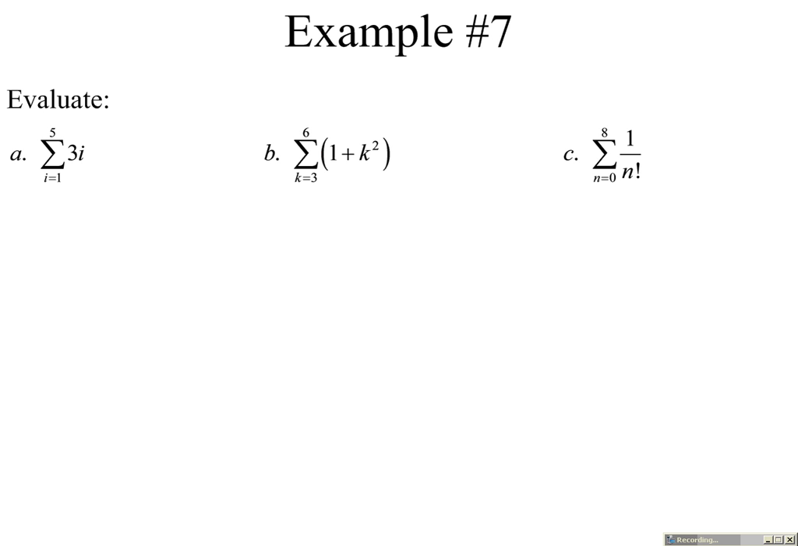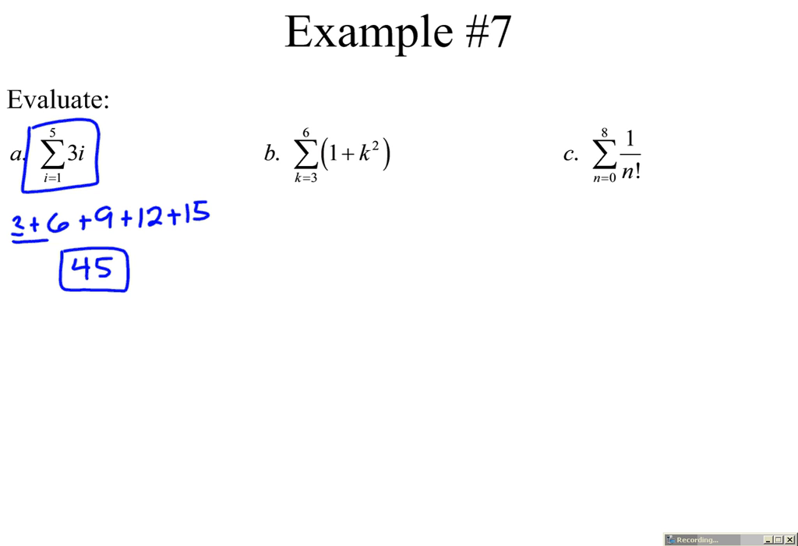Our first term is going to be derived by putting 1 in for i. So that's just going to be 3 times 1, which is 3. Second term, put 2 in for i. 3 times 2 is 6. Third term, put 3 in for i. 3 times 3 is 9. 3 times 4 is 12. And 3 times 5 is 15. Add all those up now, and our sum is 45. So again, this is simply a shorthand way of writing out this entire thing right here.